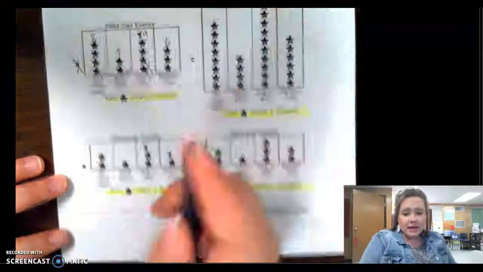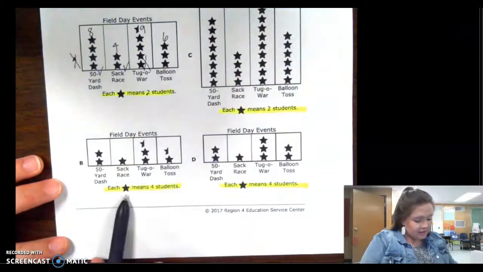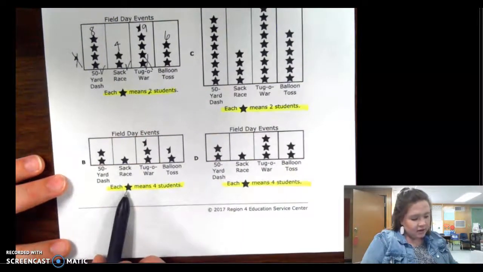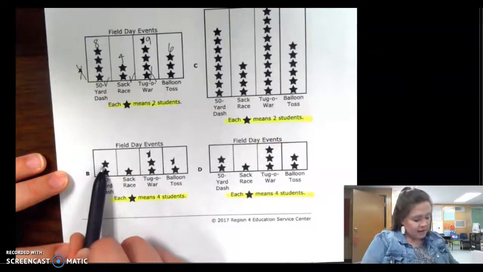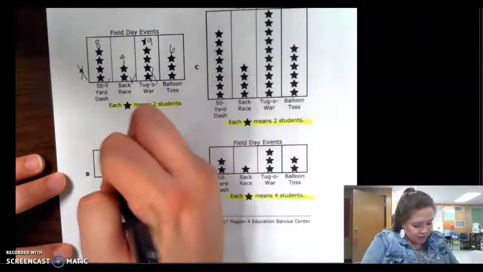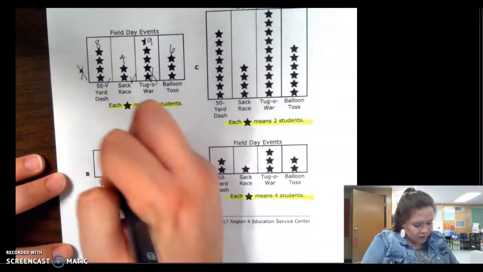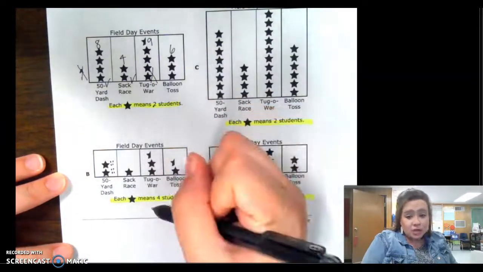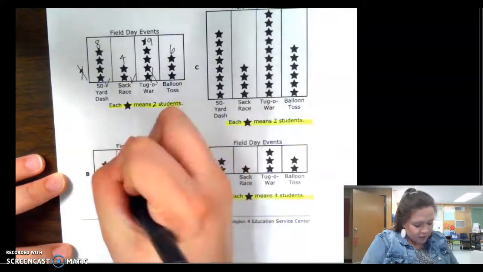Letter B. Each star means 4 students. All right, so 4, 8. So if you're not sure, 1, 2, 3, 4. I'm going to draw 4 dots by each one because each star represents 4. 1, 2, 3, 4, 5, 6, 7, 8.